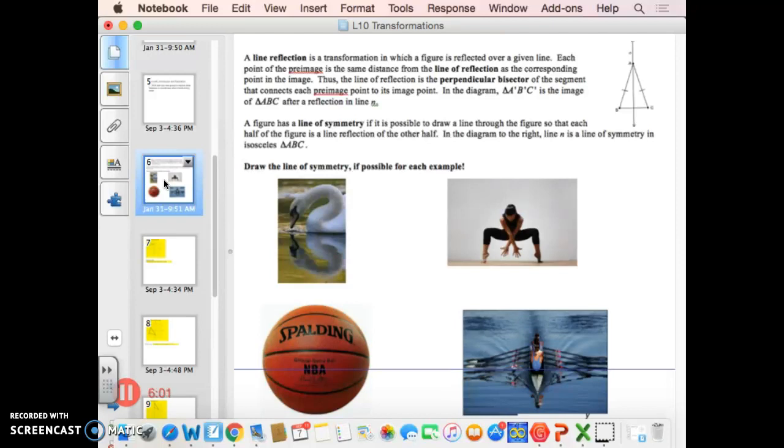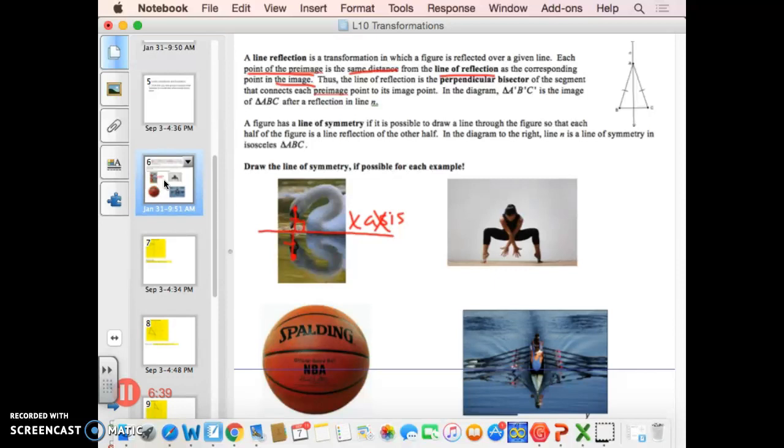So if I were to look at this swan, I would see that the line of symmetry in this picture is right here. And that would be like a reflection across the x-axis. And what I set up here is that the point of the pre-image is the same distance from the line of reflection as the point of the image. So if I looked, say, at the swan's eyeball, and I reflected it down here, I would know that it's going to be the same distance across the line of reflection, and it's going to be a perpendicular bisector, so they're going to cross at a 90-degree angle.